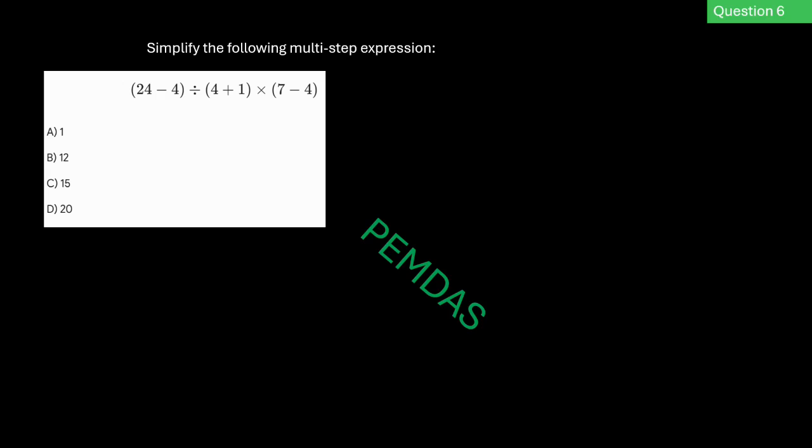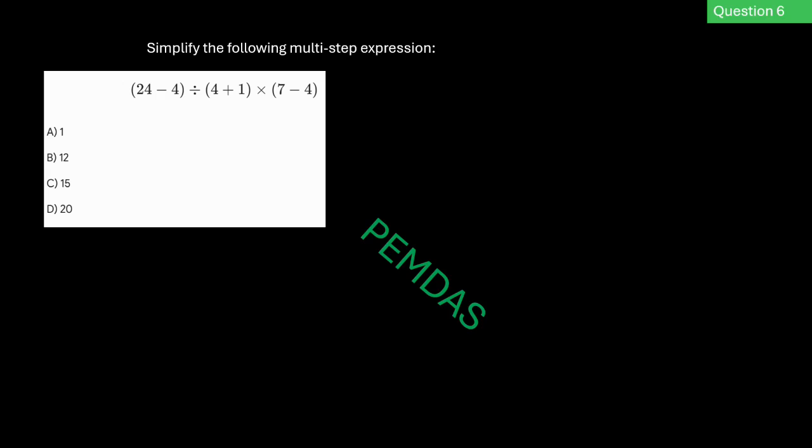You clear your brackets first. So the P stands for parenthesis, which would be your brackets. Then E for exponents. The M is for multiplication and the D is for division. The A is for addition and the S is for subtraction.